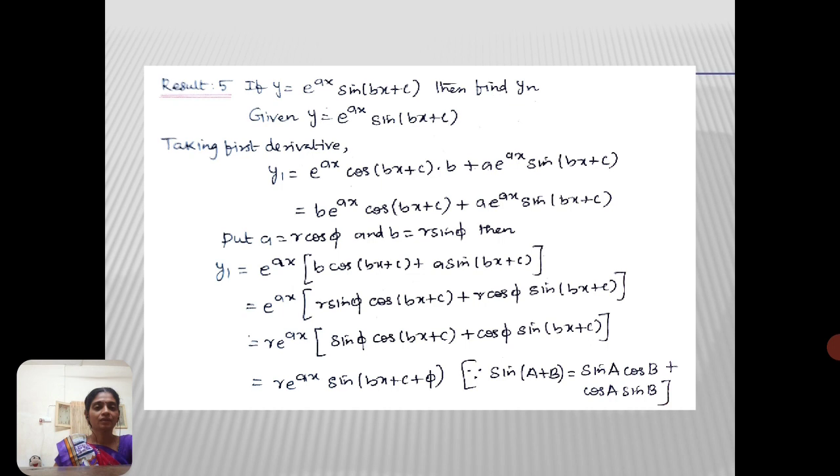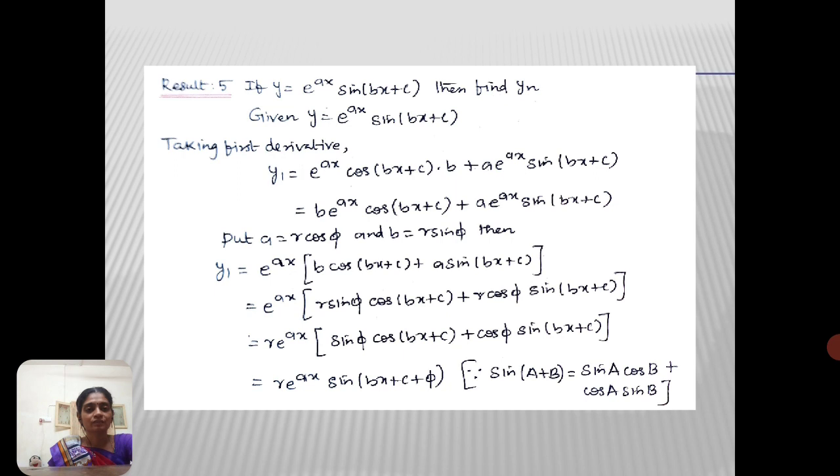Result 5. If y equal to e^(ax) into sin(bx+c), then we have to find yn. Given y equal to e^(ax) sin(bx+c), taking the first derivative, y1 will be e^(ax) into cos(bx+c) into b plus a e^(ax) into sin(bx+c). This can be written as b into e^(ax) cos(bx+c) plus a into e^(ax) sin(bx+c).